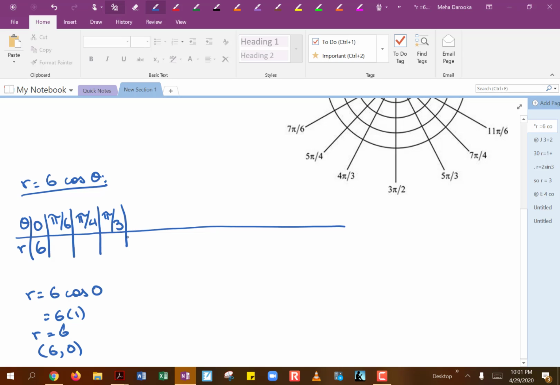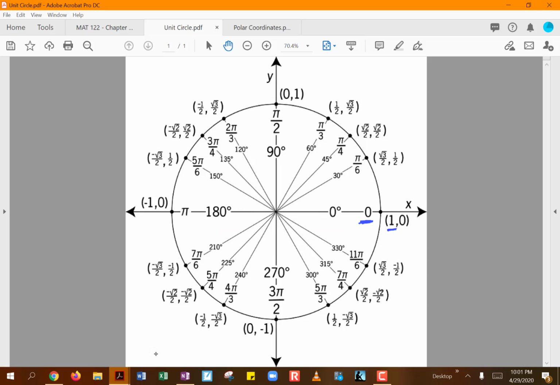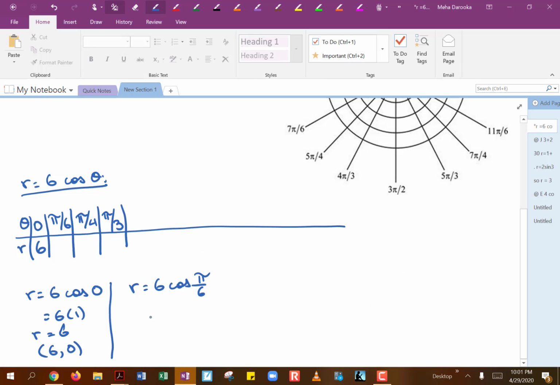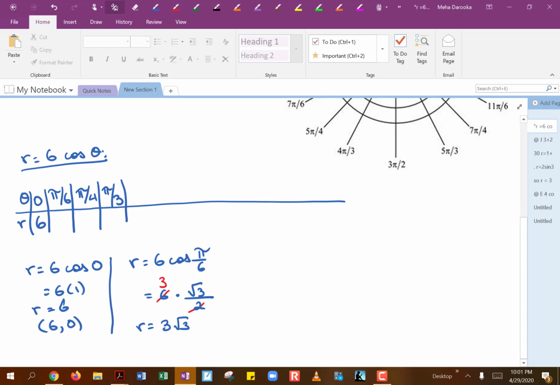Okay, so let me show you another calculation over here. If we did R equals 6 times cosine, our second angle is pi over 6. So for pi over 6, our cosine value is square root of 3 over 2. So that's going to be 6 times square root of 3 over 2. Of course, you can see 2 will cancel out into 6 3 times, so you will end up getting the answer 3 square root of 3 for your R value.